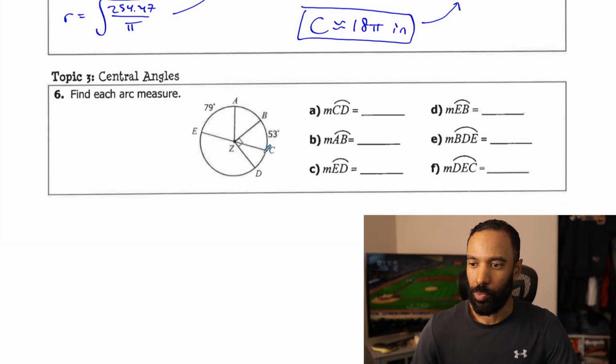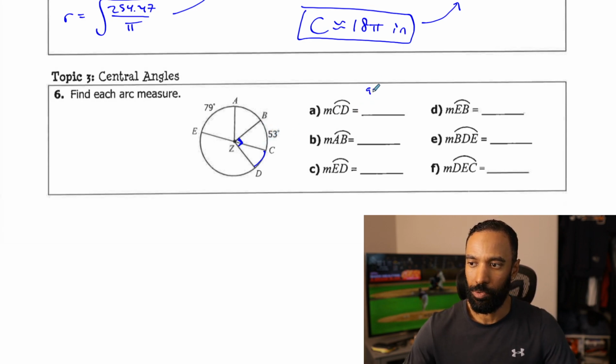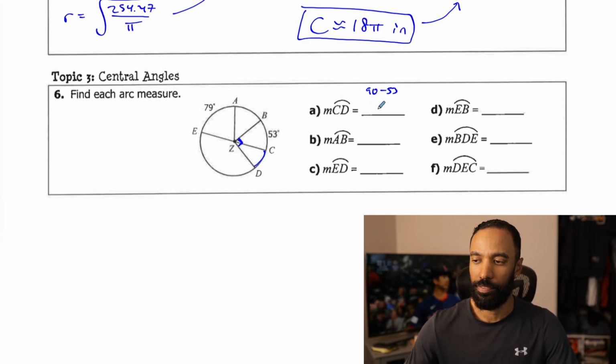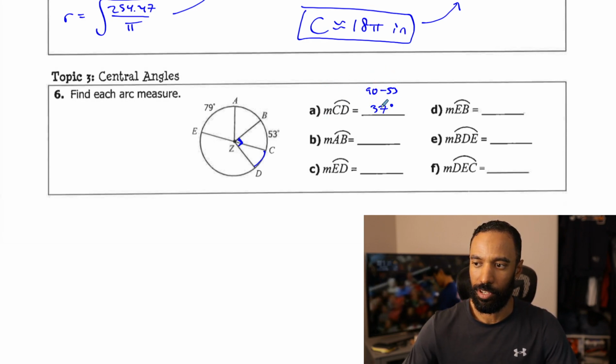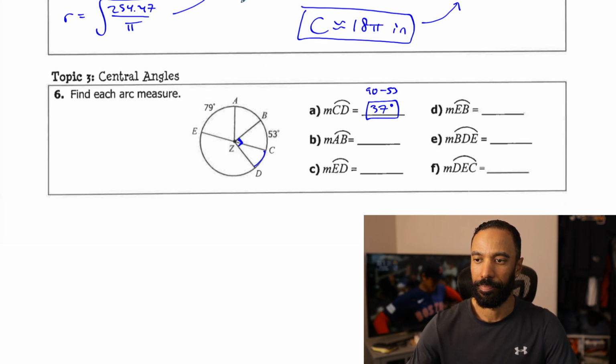Measure of arc CD is right here. In order to find that, we can see that a central angle of 90 degrees should be equal to the measure of its intercepted arc, this entire thing. BC is already 53 degrees, so CD will be 90 minus 53, and there we'll get that. So 90 minus 53 is 37, so we get 37 degrees for the measure of arc CD.